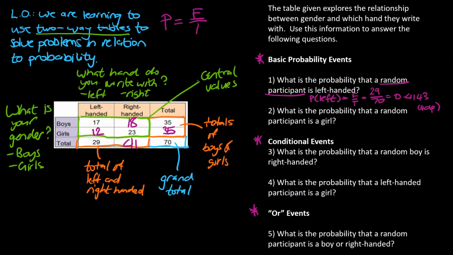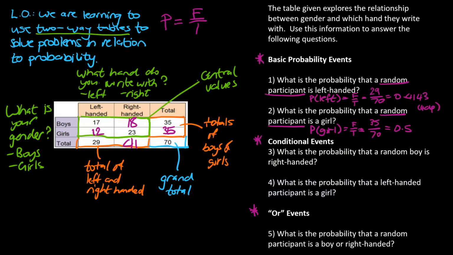The next question, what is the probability that a random participant is a girl? So again, who of these people could be a random participant? Well, every person would be a random participant of that survey. So we're going to do the same thing. That means our total will be that. So probability of a girl is going to be equal to F over T, which is going to be 70 total. Of those, how many of them are girls? Well, we've got that 35 girl total. So 35, and then 35 divided by 70, that's exactly 0.5.